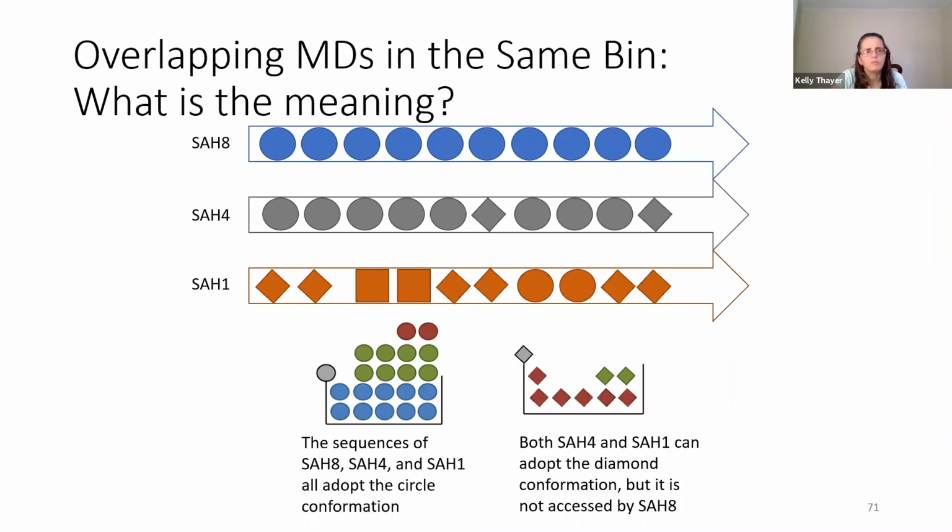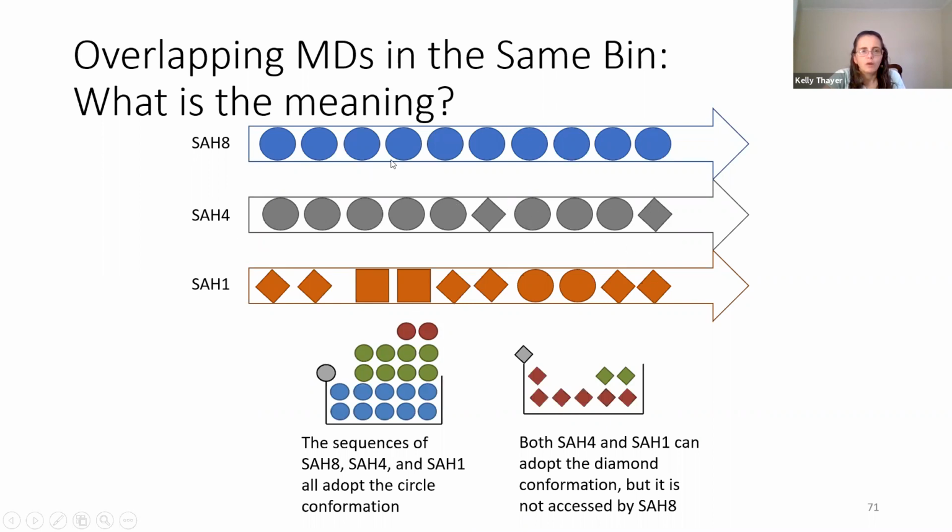What does it mean if MDs in the same bin overlap? That's a very interesting question, and it says a lot about how allostery might be working. For example, here we see all these green circles. It says that SAH8 always does the same thing. It only has one conformation. SAH4 has mostly those same conformations, but introduces another kind of conformation too.